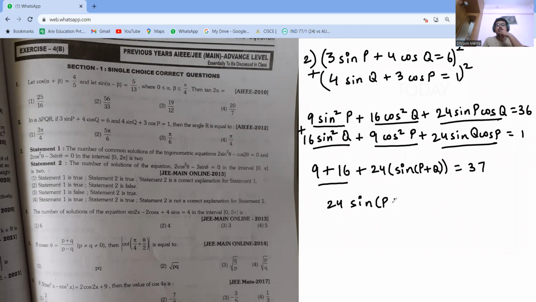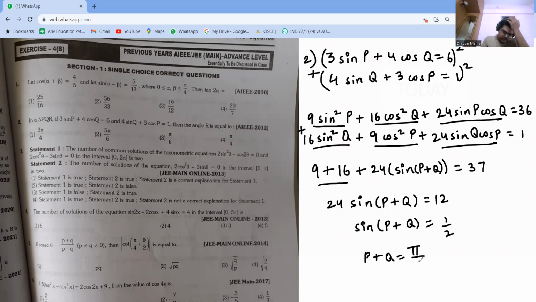Are you following this, Trisha? Yes, sir. Sin of p plus q will be 12, so we'll get sin of p plus q is half. Oh yeah, the sum is done. What is p plus q from here? You'll get 30 degree, which is pi by 6. So it will be 180 minus, so pi minus pi by 6, which is 5 pi by 6. 5 pi by 6 will be the answer.